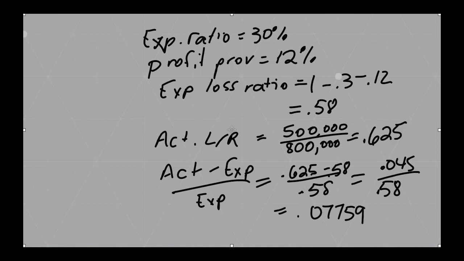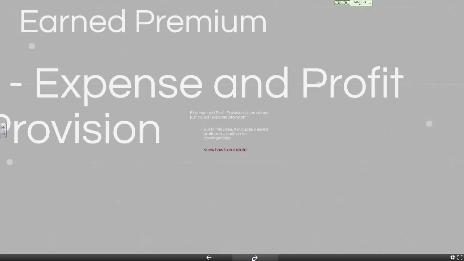0.07759. And we know that this needs to be a rate increase, first because this number is positive, but it also makes sense because our actual losses were greater than our expected losses. So we have an indicated rate change up approximately 7.8%. And that's an example of using the loss ratio method to calculate the indicated rate change.